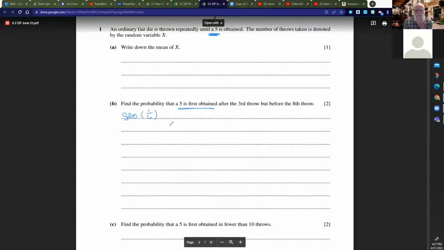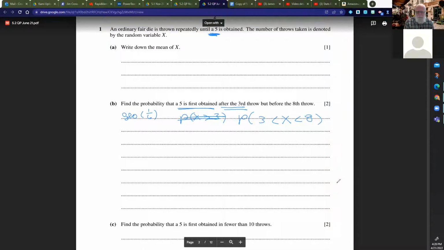Now, if I wrote the probability statement, what would it look like? I want to find the probability that X is what? Greater than 3. Okay. Now, do you remember the formulas? Oh, wait a minute. What else though? But before the 8th throw. Okay, so let's change this. The probability that X is before the 8th throw, but after the 3rd throw.